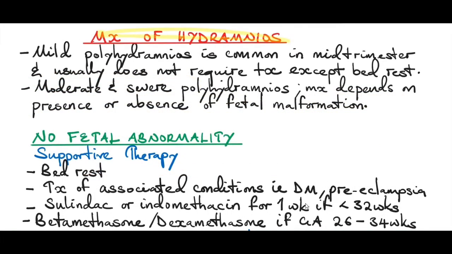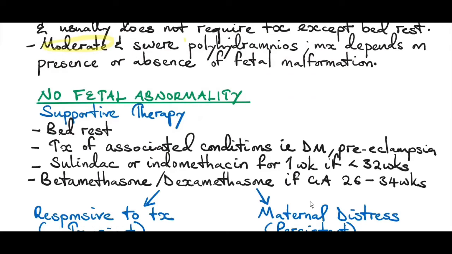Management of polyhydramnios. Mild polyhydramnios is common in mid-trimester and usually does not require treatment except bed rest. Whilst for moderate and severe polyhydramnios, the management depends on the presence or absence of fetal malformations. So if there's moderate or severe polyhydramnios but there's no fetal abnormality, supportive therapy is the best, which includes bed rest, treatment of associated conditions like diabetes mellitus or preeclampsia. So you treat these accordingly.